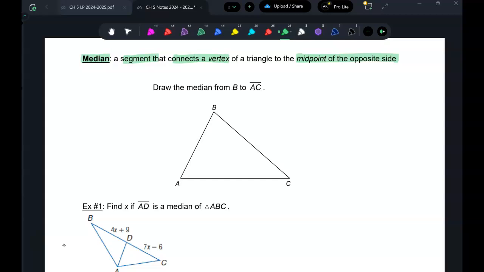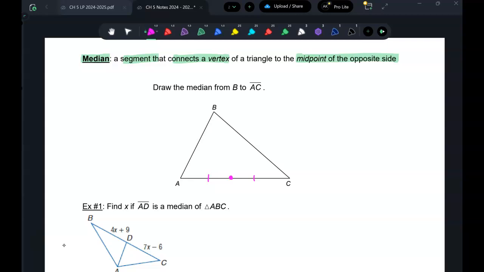So we want to draw the median from B to AC. The first thing we want to do is figure out where the midpoint would be in the middle of AC. Okay, so let's label that first. Can I just guess? Yeah, that's fine. I'll just put a point here. You can just eyeball it. It doesn't have to be perfect. Put the 2 lines, because we want to make sure that we know that that's a midpoint.